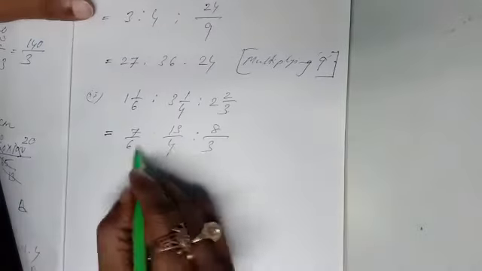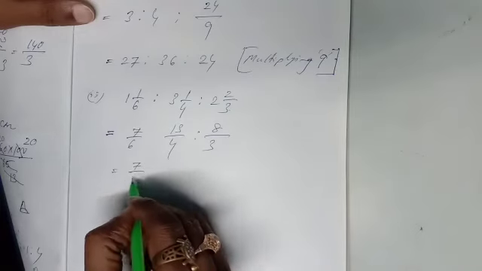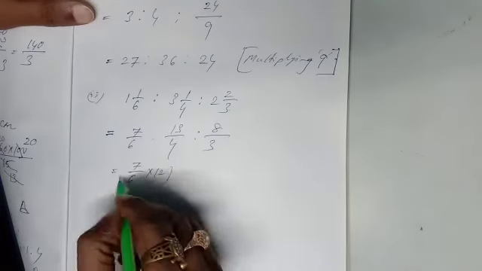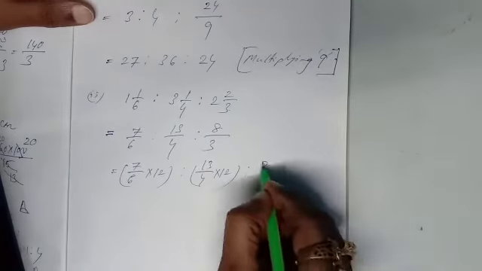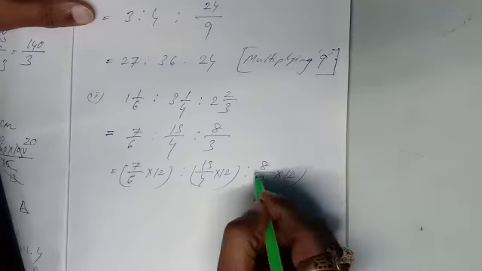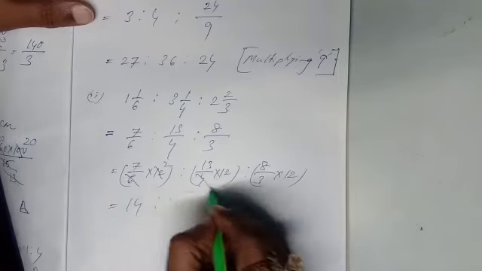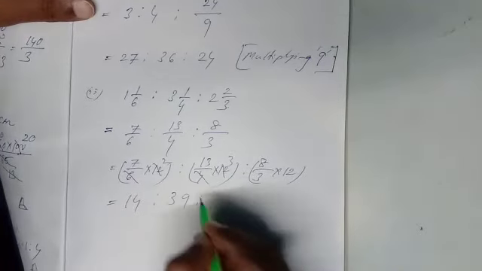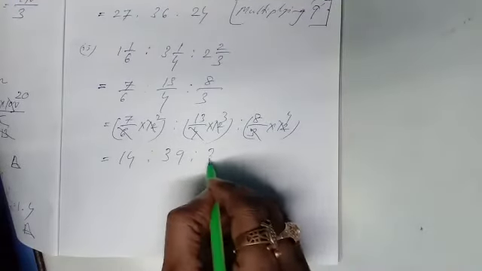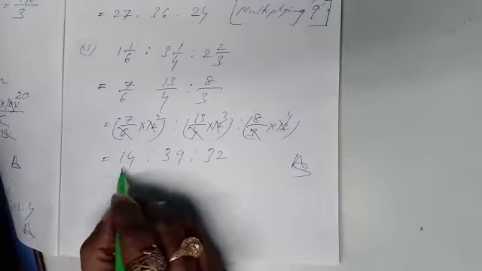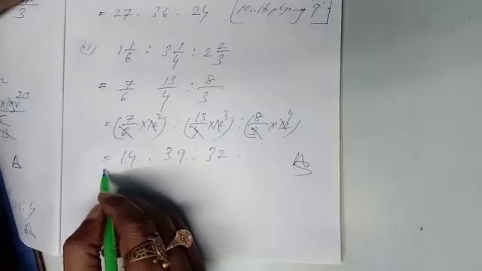After that, what is the LCM of 6, 4, 3? That will be 12. Means multiplying by 12: 7 by 6 into 12, you have to multiply 12 on both sides, 13 by 4 into 12, 8 by 3 into 12. If I multiply by 12, what is the result? 6 2s are 12, this 7 2s are 14, 4 3s are 12, 13 3s are 39, again 3 4s are 12, 8 4s are 32. This is the answer. The simplified form is 14 is to 39 is to 32. Let us see the third part.